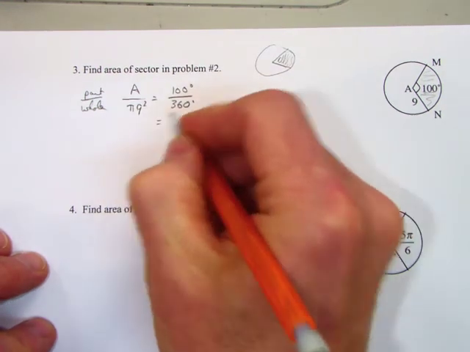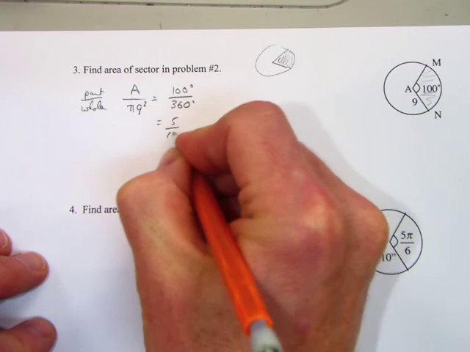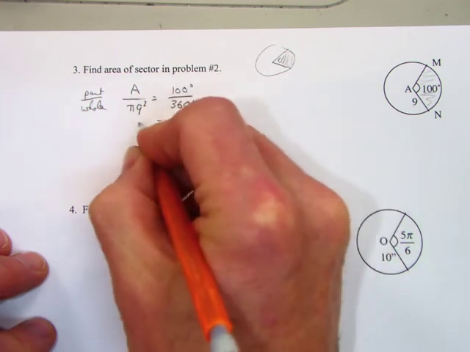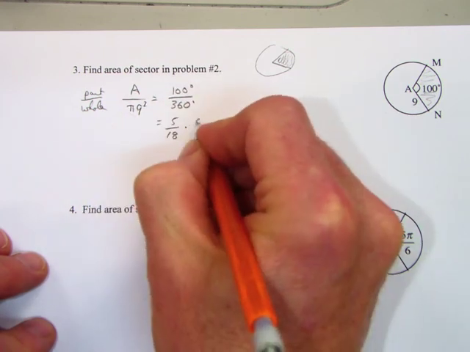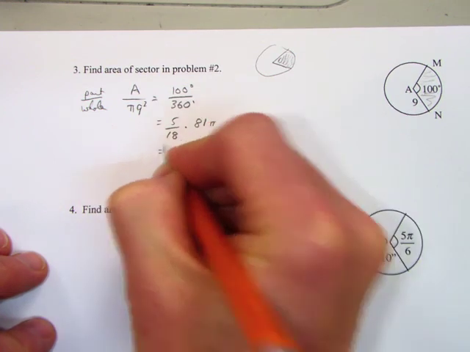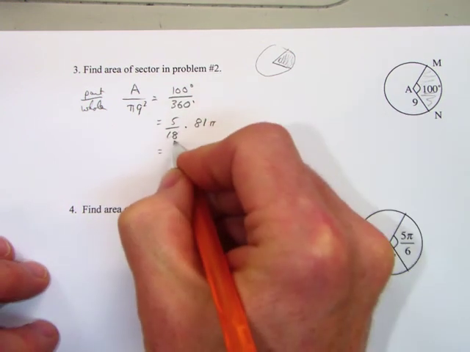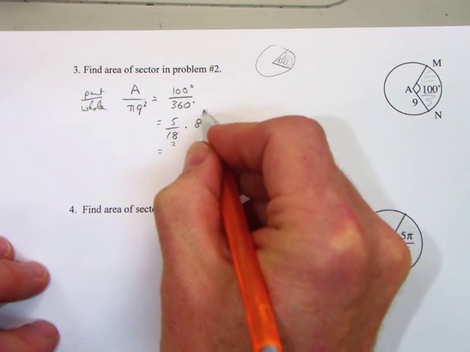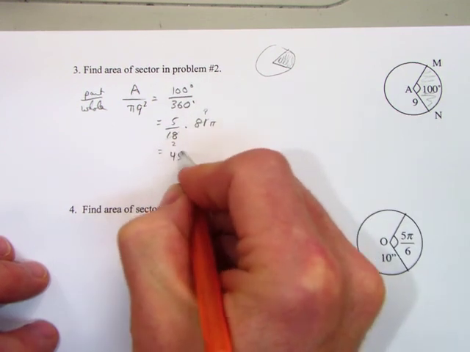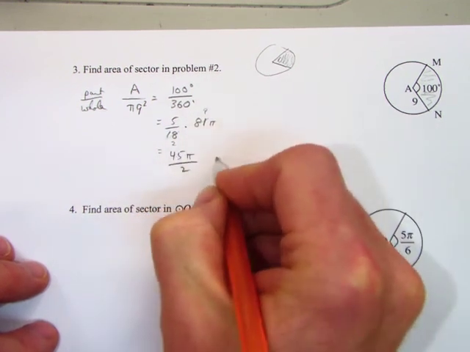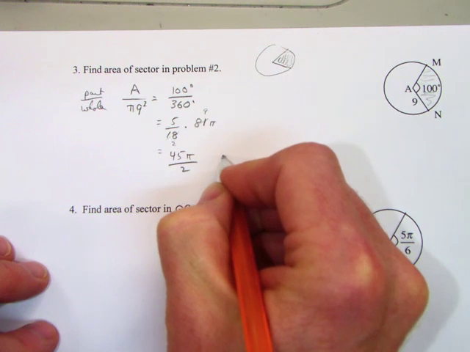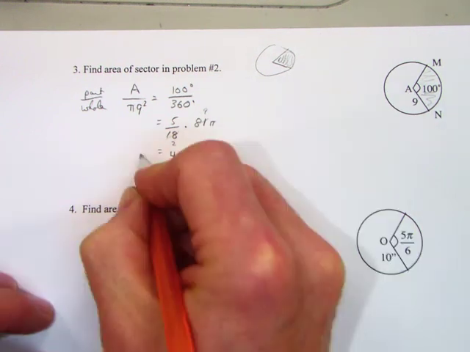We can reduce, we've already reduced that before, down to 5/18, and we're going to multiply both sides by 81 pi. And so we need to reduce this. We can go, 9 can go into that one 2 times, and 9 goes in 9 times. So we have 45 pi over 2, and then we can say square units, or unit squared.